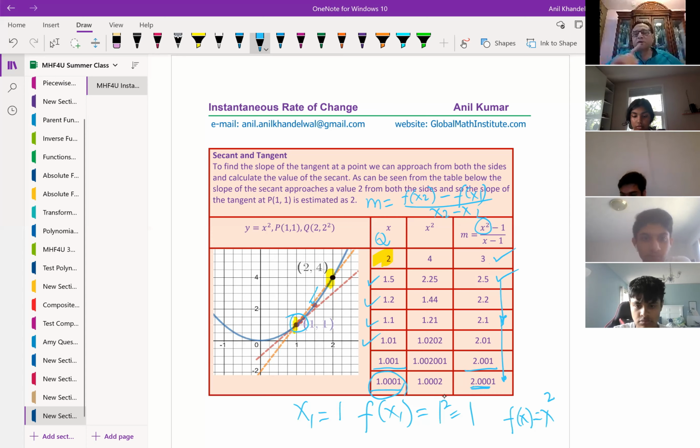Now, do you see what I did? I used a point which was after this, right? So we call this the following interval. Do you see that following interval?